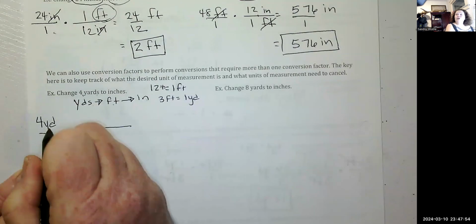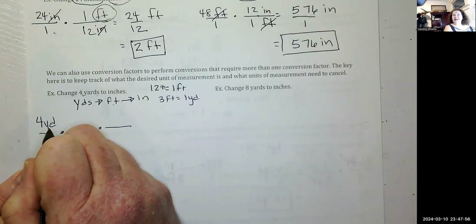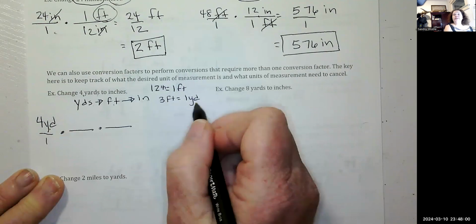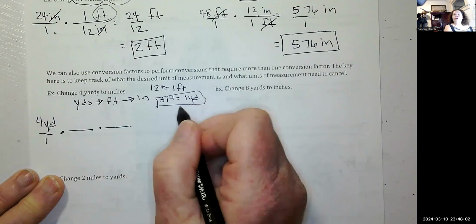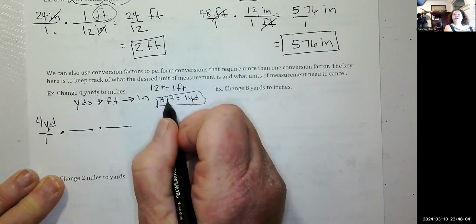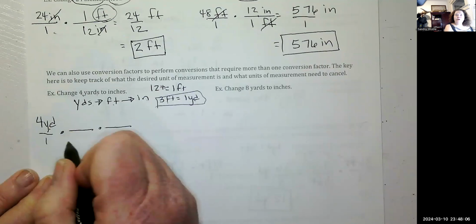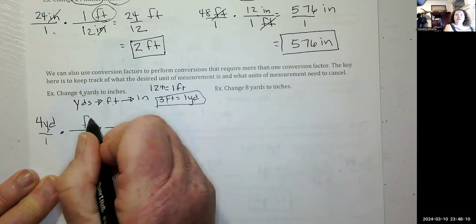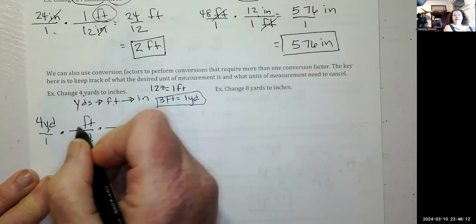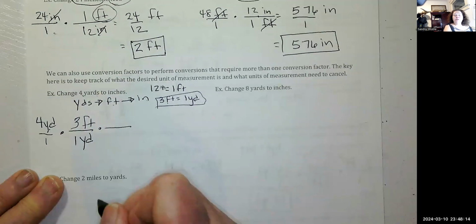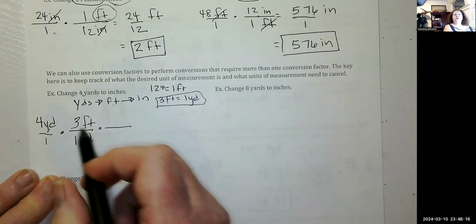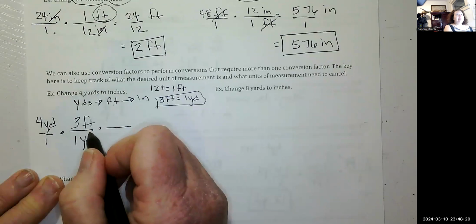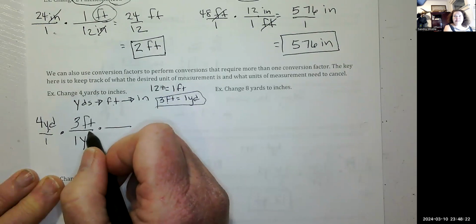Okay, I have yards currently in my numerator, and I need yards to go away. The only conversion I have with yards in it is this one here. So I'm going to go from yards to feet. Yards is in my numerator, so I need yards in my denominator, and I'm going to have feet in my numerator. Once I get that in there, I can plug in my numbers, 3 and 1. All right, when I multiply across now, my yards are going to go away, but that leaves me with feet, and they want us to be in inches.